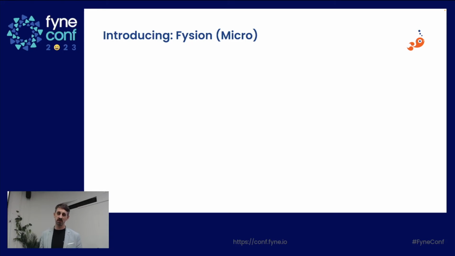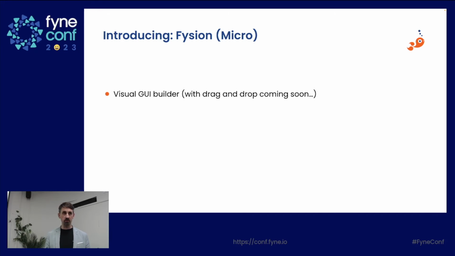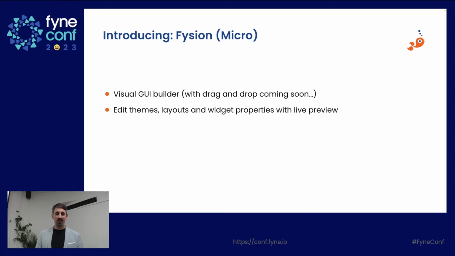And this is called Fysion, or rather Fysion Micro, which is a small version of a visual app builder product. You can modify your application, and things like drag and drop and nicenesses will be a key part of that soon. It allows you to edit themes, layouts, containers, widget properties, all live in a user interface that is completely separated from the code for people who don't want to get into it. And this is an application built on top of Fyne, much like everything else.